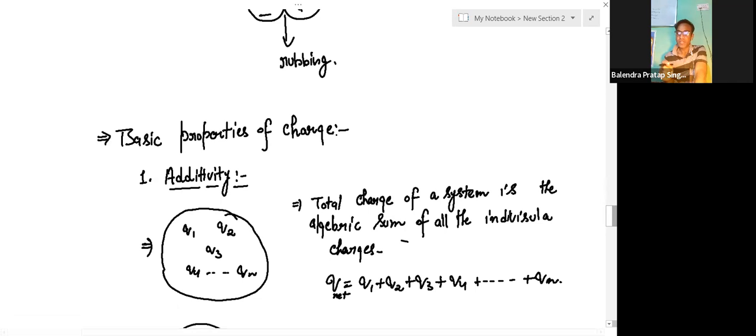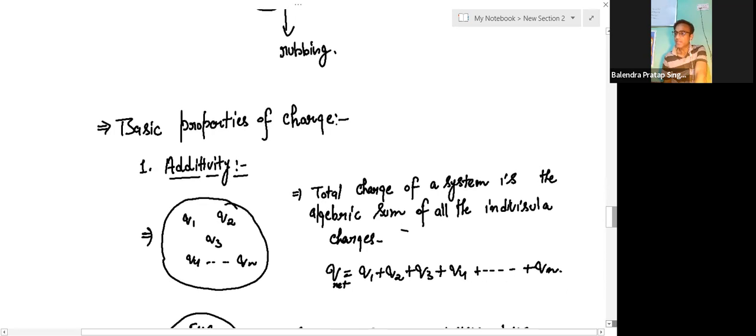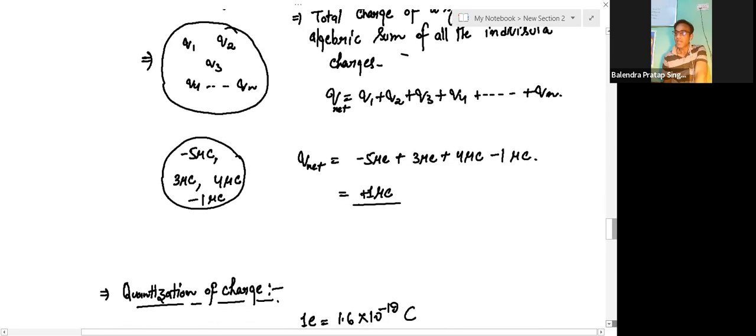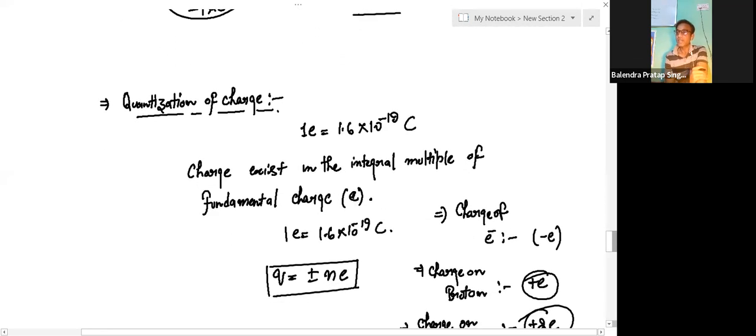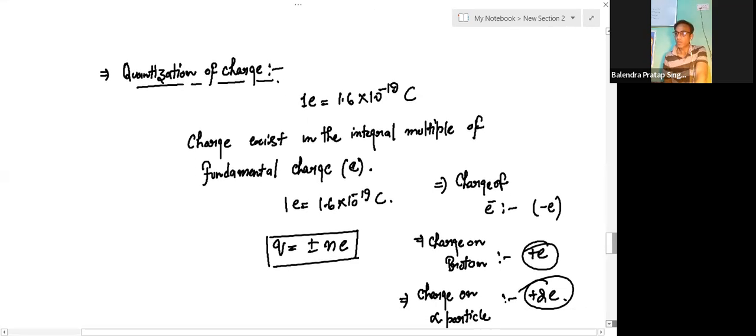The first property of charge is additivity, meaning a system of charges is considered as the algebraic sum of all the individual charges. Another property which I discussed is quantization of charge, meaning charge exists in integral multiples of fundamental charge. From here we get a formula, Q is equal to plus or minus Ne, where N is the number of charges and e is the charge on an electron or proton.